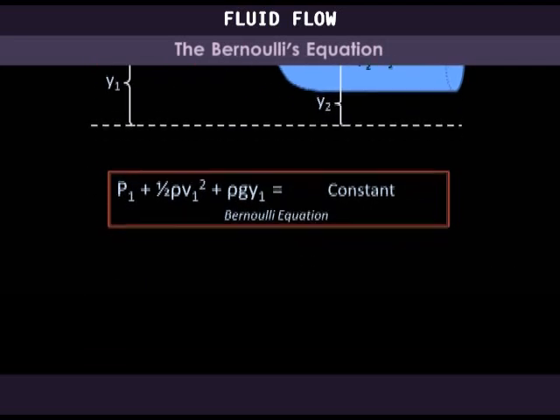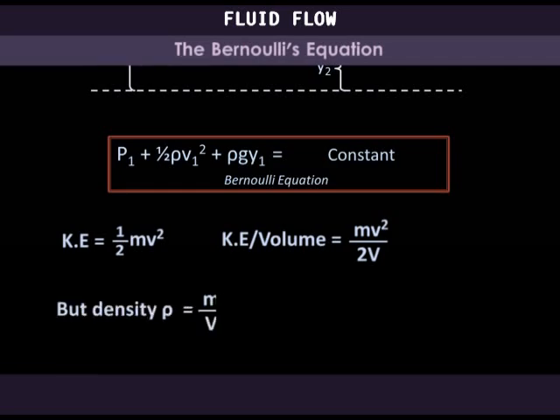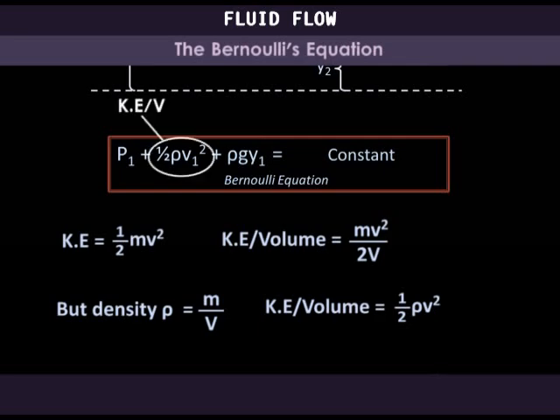So, considering that kinetic energy is equal to a half mv squared, then the kinetic energy per unit volume will be given as mv squared over 2 times volume. But density is equal to mass over volume, and so kinetic energy per unit volume is equal to a half rho v squared. So this is kinetic energy per unit volume.